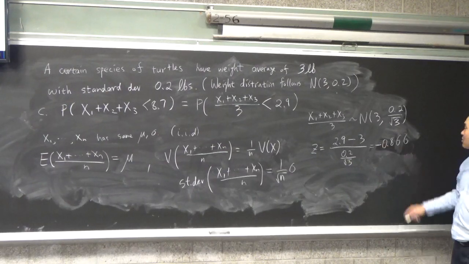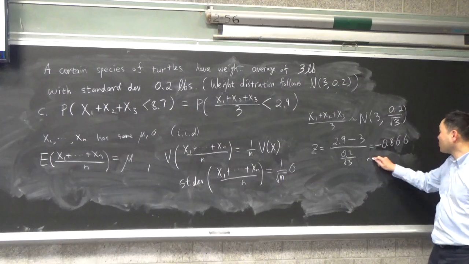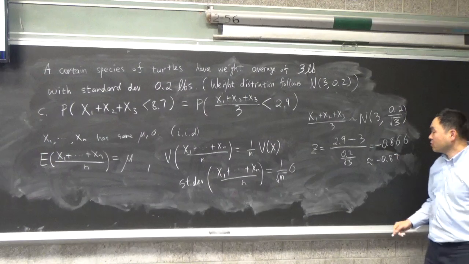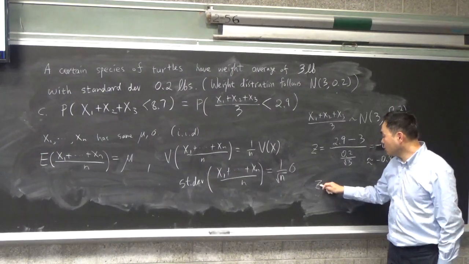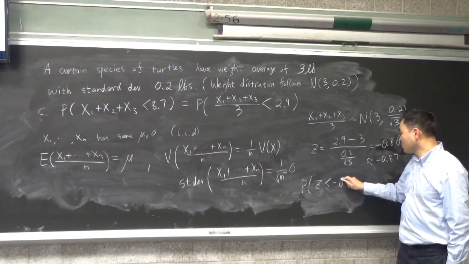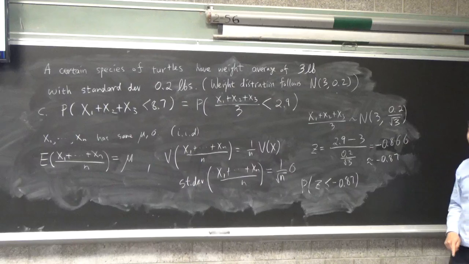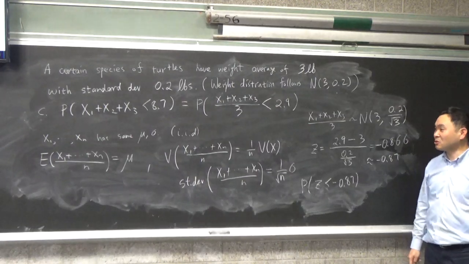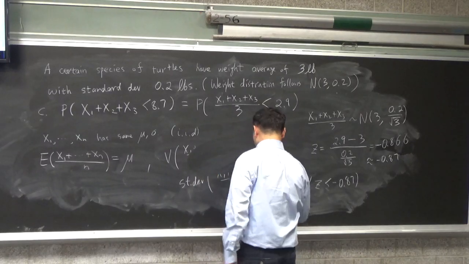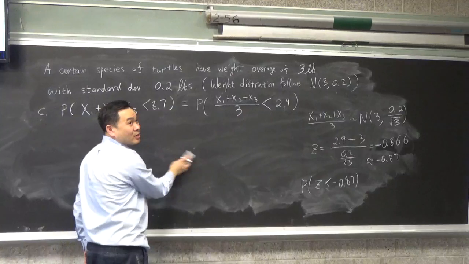Anyways, so that's this value, and now what do you do? This is about negative 0.87, right? So what you do is you want to know the probability that z is less than negative 0.87. Uh-oh, we have a problem. The table doesn't have the negative values. So what should we do? We have to use the symmetry, okay?